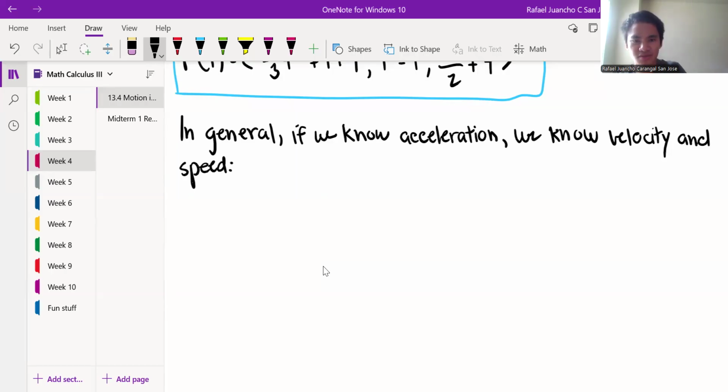So it would look something like this. We would know our v of t, which is just v of t naught, so our initial time. And then we add the integral from t naught to t of a(u) du.